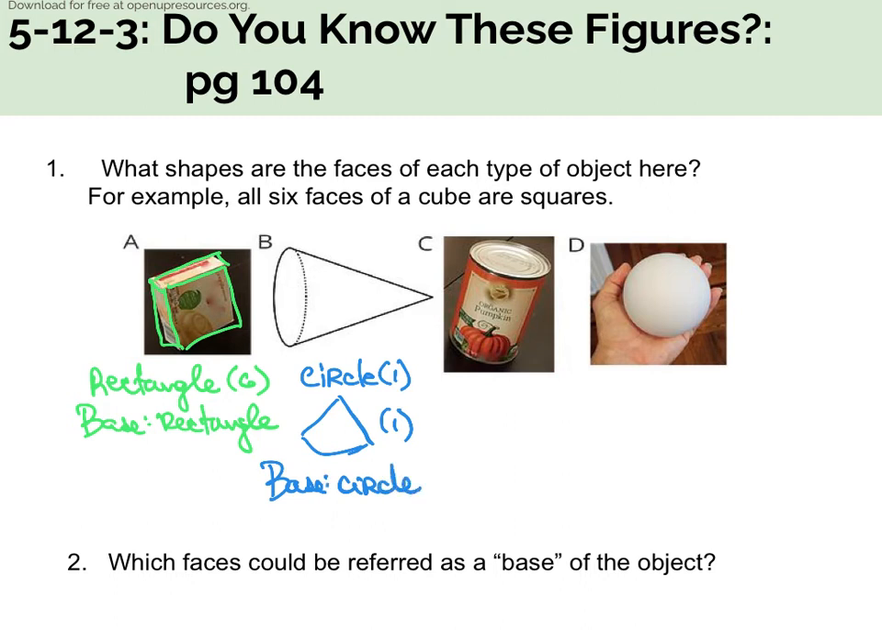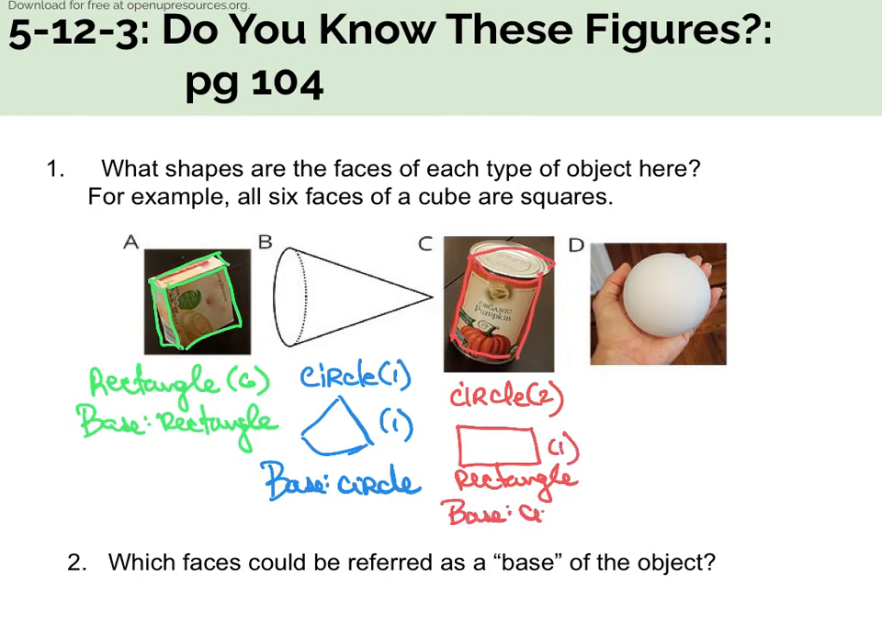Let's go ahead and look at the cylinder, or the pumpkin. So this is a cylinder. What is it made out of? It actually has circles, and it has 2 of them. And then if you open up a cylinder and lay it flat, the inner part is actually a rectangle, and there's one of them. And its base is usually the circle.